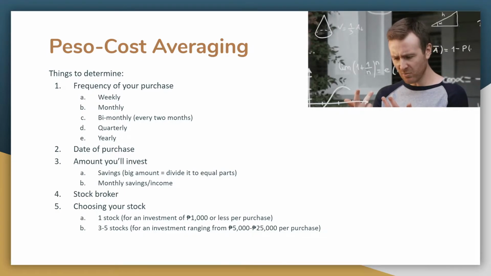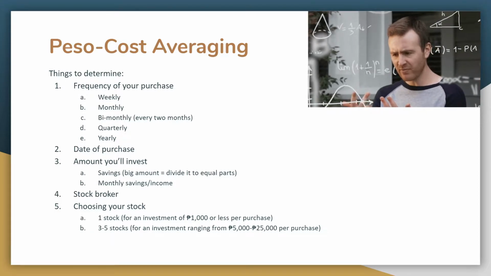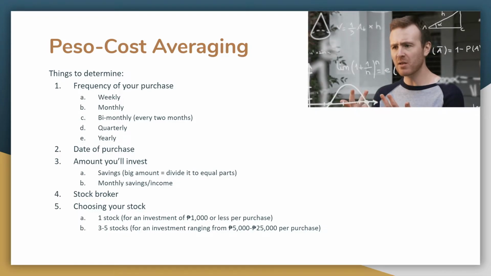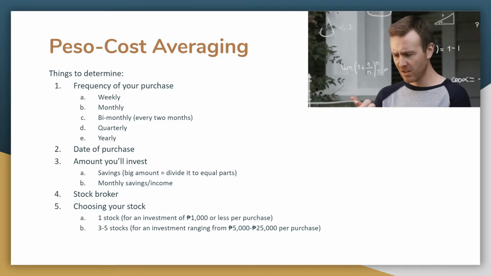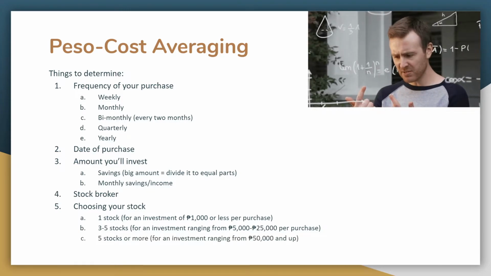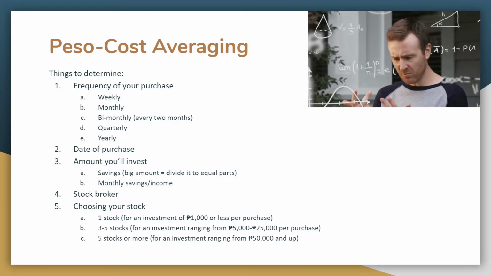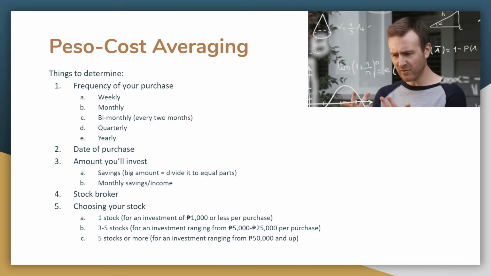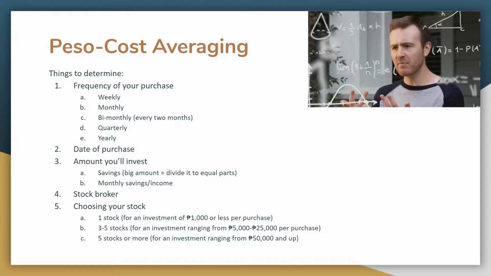And then if you have a budget of 5k to 25k, you could probably fit in 3 to 5 stocks with that kind of amount of money. But that's really up to you. You can also just buy one if that's your thing. These are just my opinion and my recommendations, so it's up to you if you're gonna follow it. And if your budget is 50k and up, you can buy 5 stocks or more. It really depends on your preference.